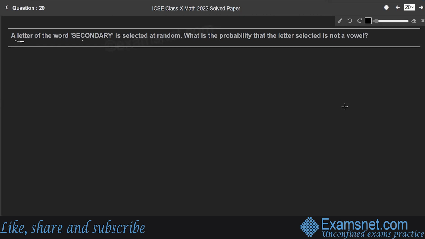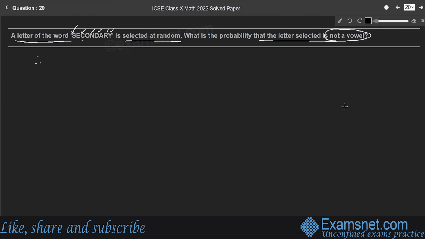Question 20. A letter of the word secondary is selected at random. What is the probability that the letter selected is not a vowel? Here, probability that the letter selected is not a vowel means we need to find the letters which are not vowels. Here, S is not a vowel. C, N, D, R and Y. These are the letters which are not vowels, right?